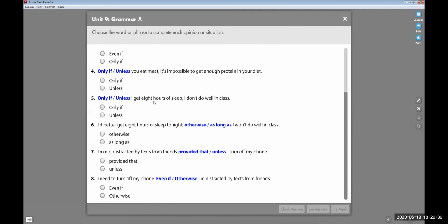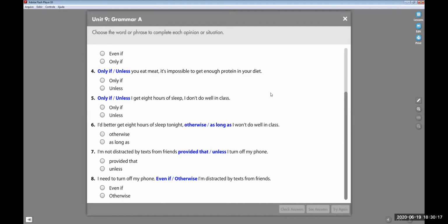Number 6, what do you think about this, Mr. Matthew? I had better get 8 hours of sleep tonight, otherwise I won't do well in class. Do you feel the same as this sentence? I disagree, but it's obviously healthier for you to get your sleep for 8 hours per night. But in my opinion, no, it's not entirely necessary. It's just a good thing to do. All right.